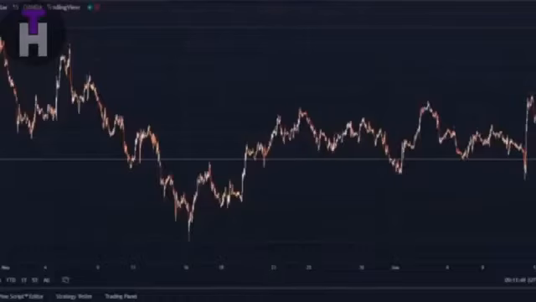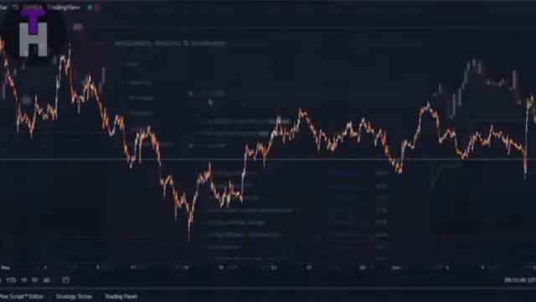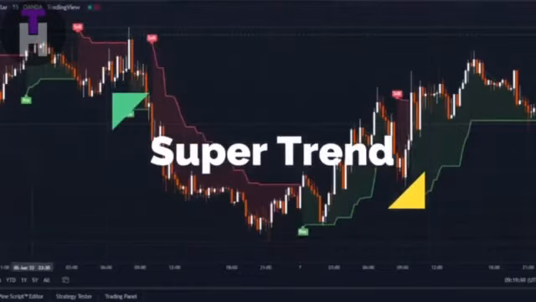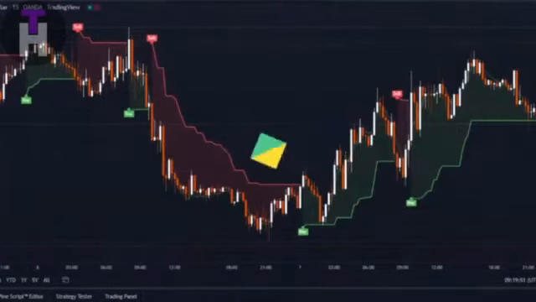You can backtest different time frames and different charts. Here we are on a gold 15-minute chart. Now let's add indicators to the chart. The main indicator that we will use in this strategy is called Supertrend. This is what it looks like: a single line that switches from green to red and vice versa.